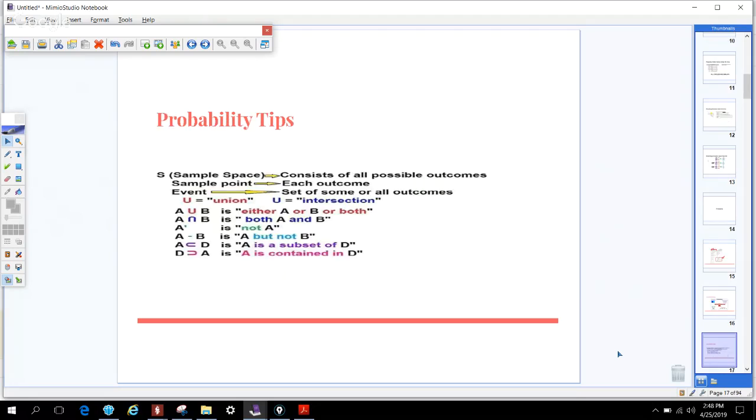Okay, next, some probability tips. When you get to U, think of union. So right here, the U means union. That means it's together.